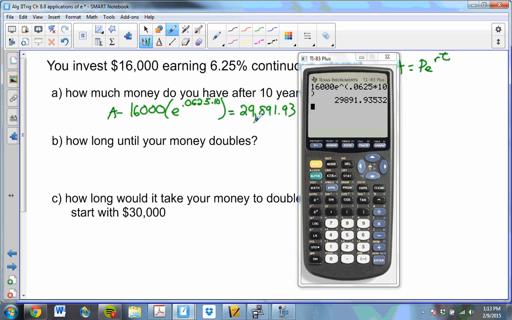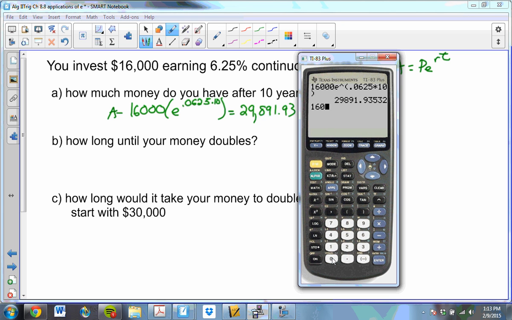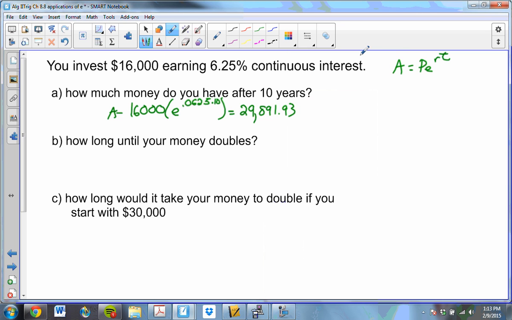Just for the record, had it been compounded not continuously, but let's just say monthly, this would be 1 plus 0.0625 divided by 12, just using the compound interest formula, to the 12 times 10. It would have been $29,843. So it makes a difference of $48, which is not a lot of money. It turns out the more often you compound, it doesn't make a huge difference in the amount of money you make, but it can make some difference, especially if you're doing it for a very long period of time.